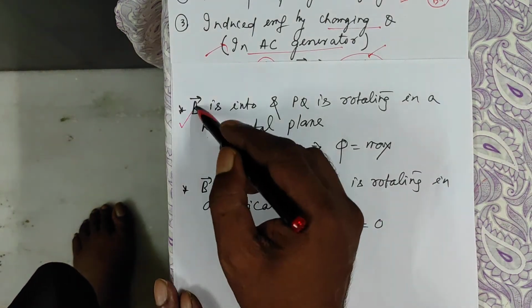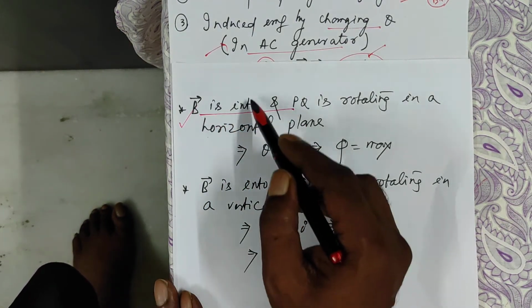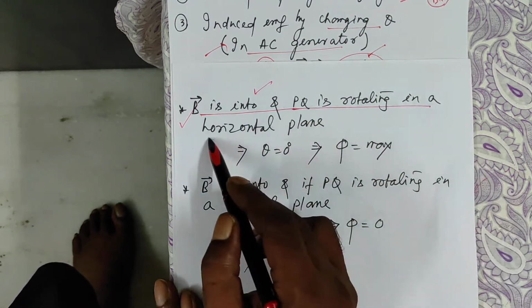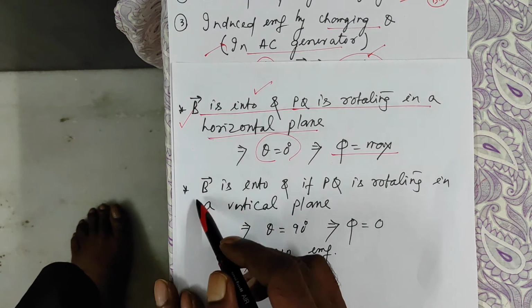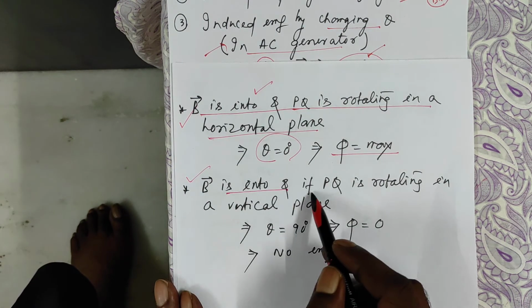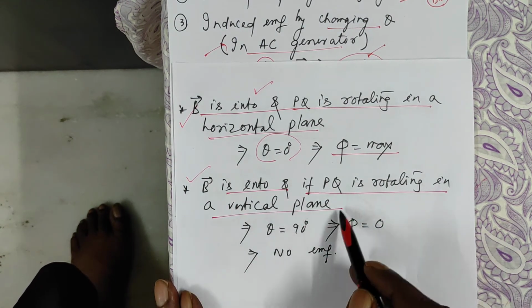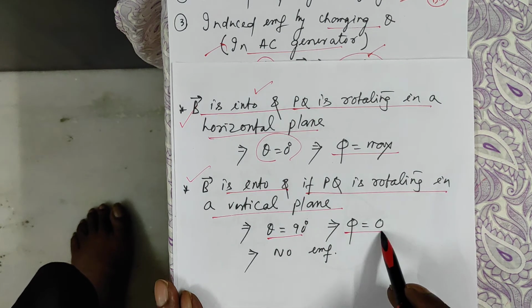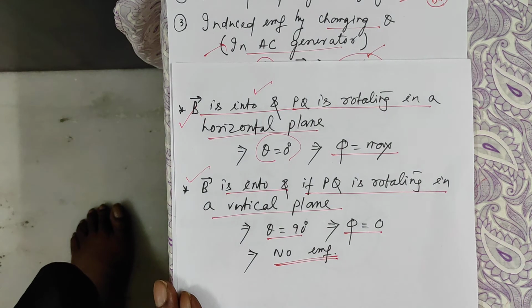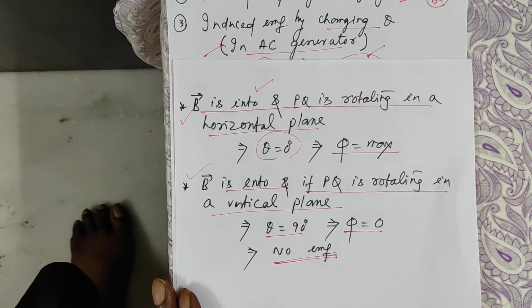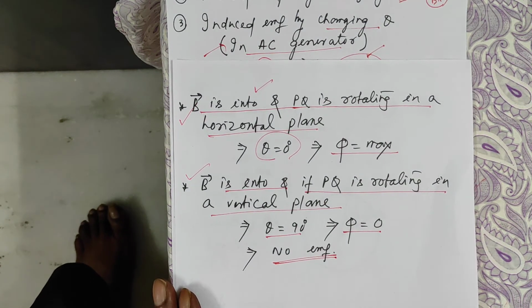So here B is into the plane of the paper, PQ is rotating in a horizontal plane, so theta is 0, so flux is maximum. If B is into the plane of the paper and PQ is rotating in a vertical plane, then theta is 90, then flux is 0, so no EMF. If PQ is rotating in some other orientation, then theta will have some value and there will be some flux, so there will be EMF.